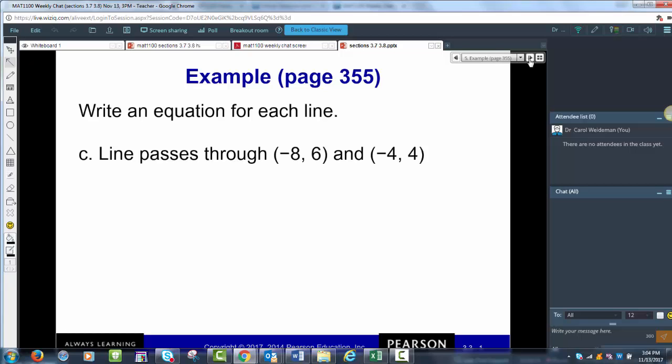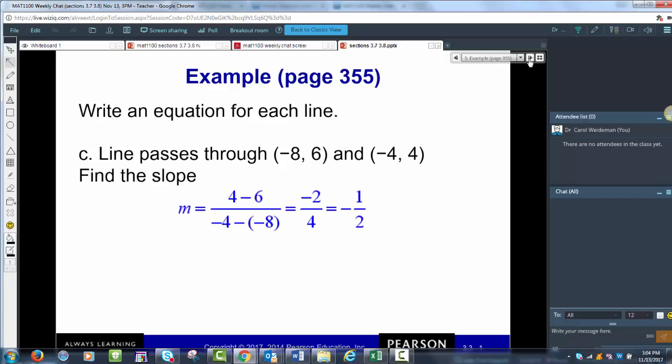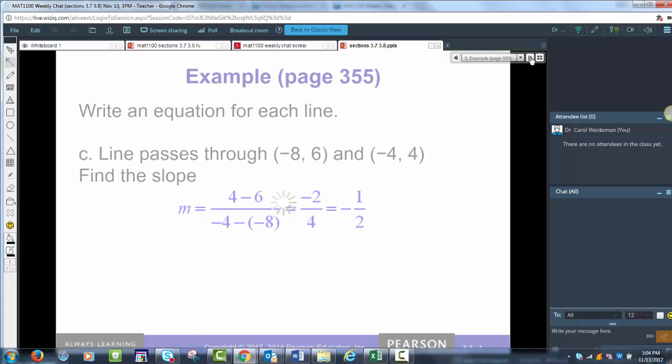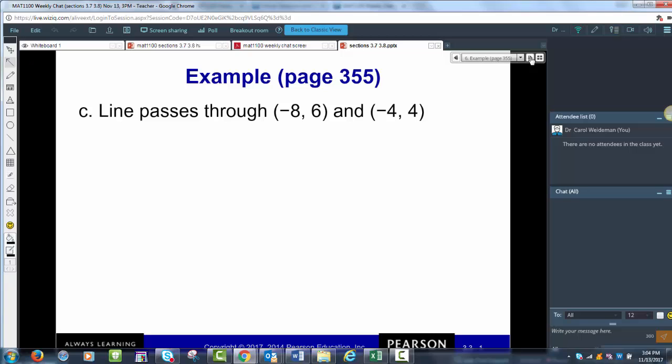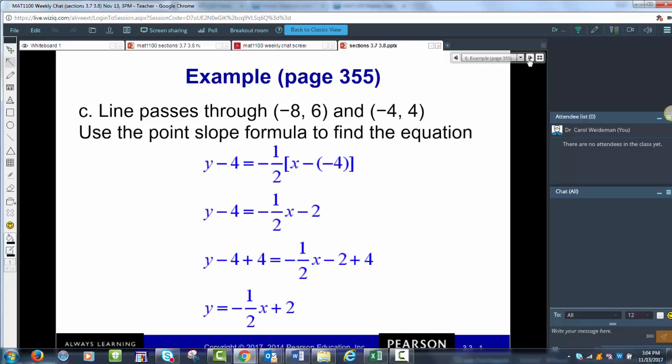Alright, how about this one? Now they've given me 2 points, and they want me to first find the slope, and we know how to do that. So we found the slope here is negative 1/2, and then I can use the point-slope form with either of the points given, my choice. It doesn't matter, I went ahead and used this point here. It would make no difference. You're going to get the same final resulting equation no matter which of the points you use.